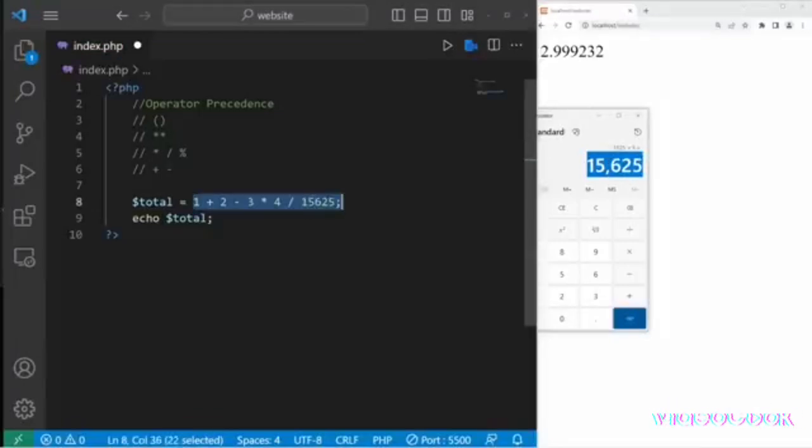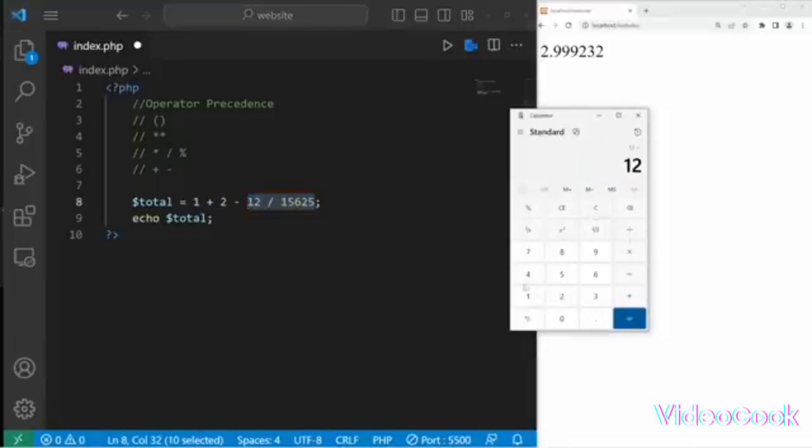Beginning from left to right, solve any multiplication, division, then modulus, modulo. Is that the right term? So we have addition, subtraction. Here we go. We have multiplication. 3 times 4, that's 12. Then we have division. 12 divided by 15,625 is 0.000768.